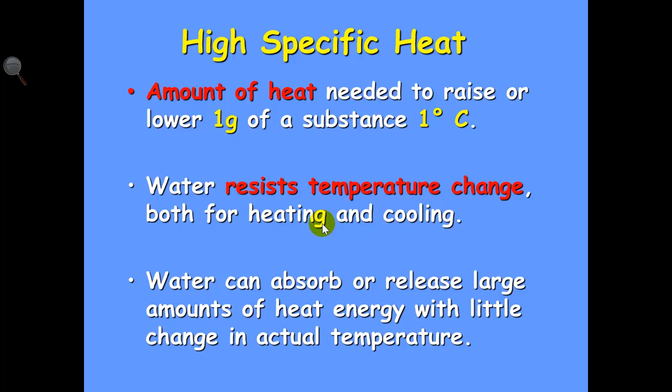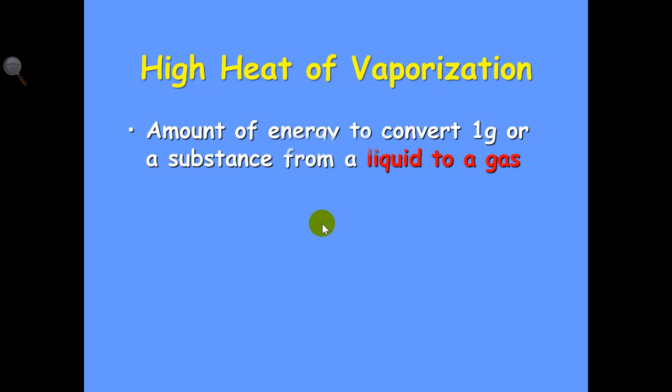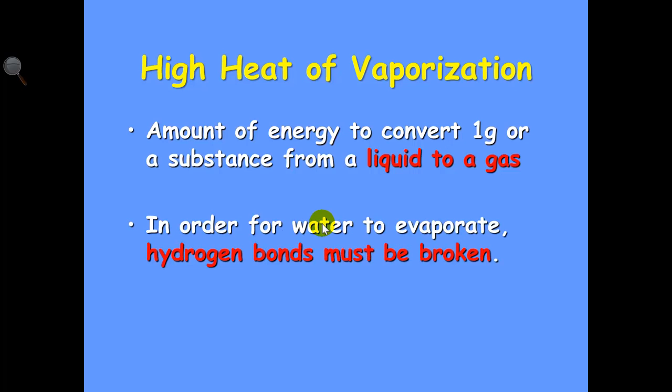And water can absorb and release large amounts of heat with little change in temperature. Okay. All right. Next property is high heat of vaporization. It's the amount of energy to convert 1 gram of a substance from a liquid to a gas. The big takeaway is it's the amount of energy needed to convert a liquid to a gas.